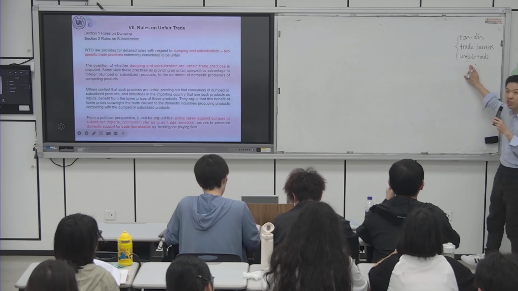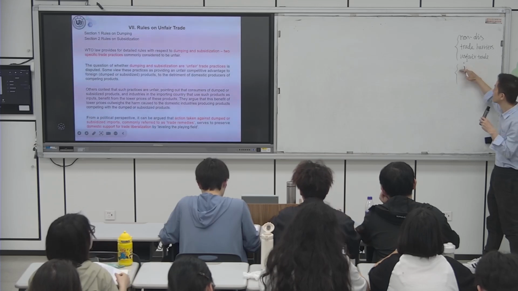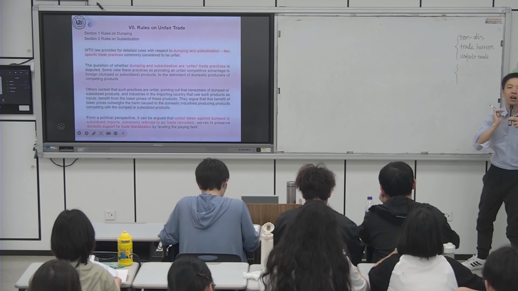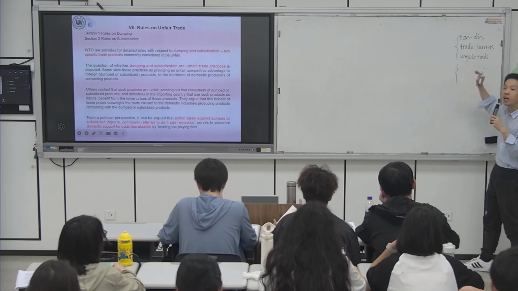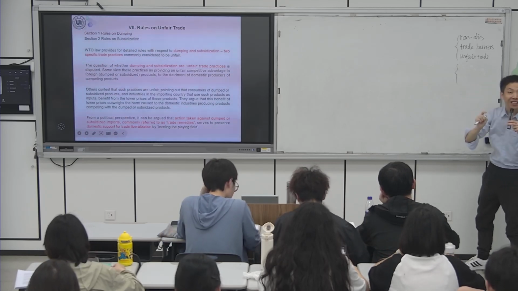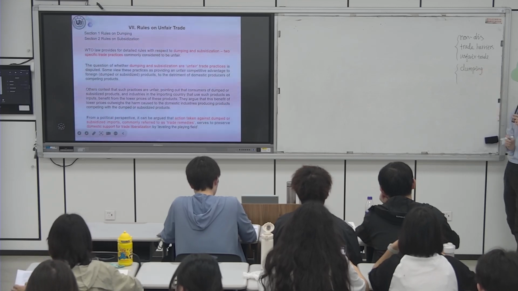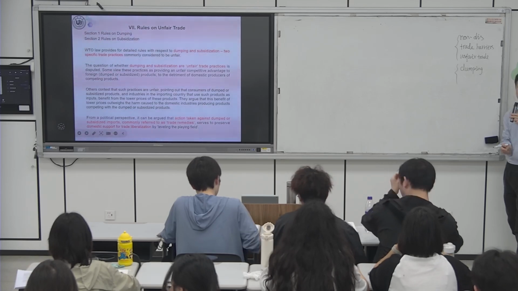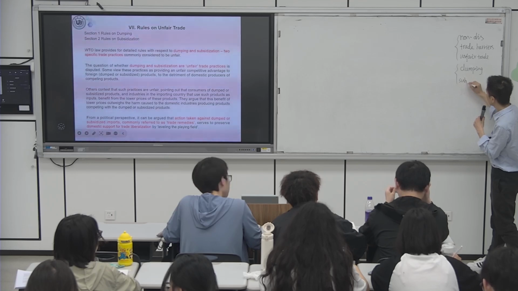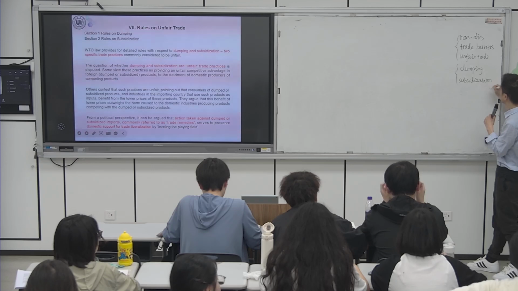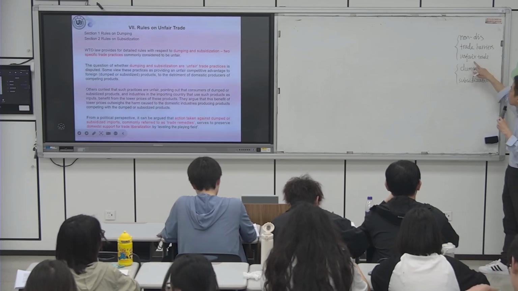So what is unfair trade composed of? Unfair trade includes the practice of doing business, the practice of trade. The first type of unfair trade would be dumping, right? Dumping. And what's the other type of unfair trade? Subsidization. Okay. Subsidization. These two are the practices of unfair trade.